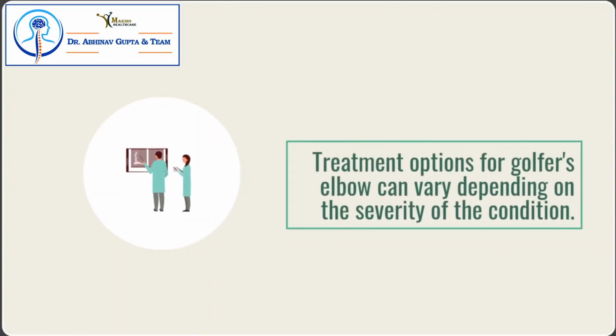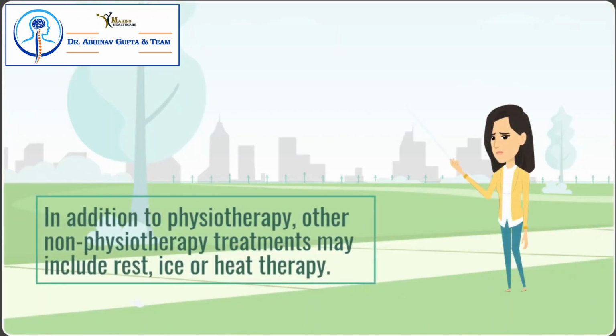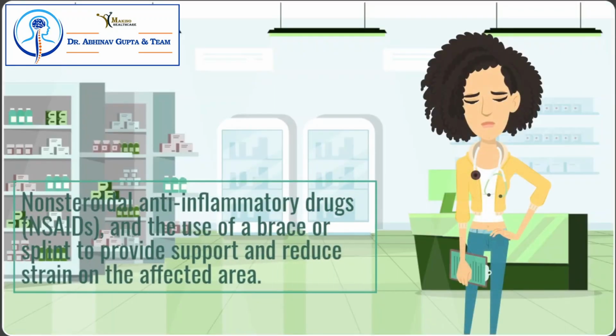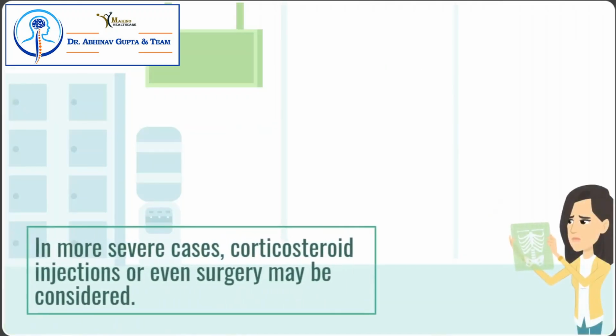Treatment options for golfer's elbow can vary depending on the severity of the condition. In addition to physiotherapy, other non-physiotherapy treatments may include rest, ice or heat therapy, non-steroidal anti-inflammatory drugs, NSAIDs, and the use of a brace or splint to provide support and reduce strain on the affected area. In more severe cases, corticosteroid injections or even surgery may be considered.